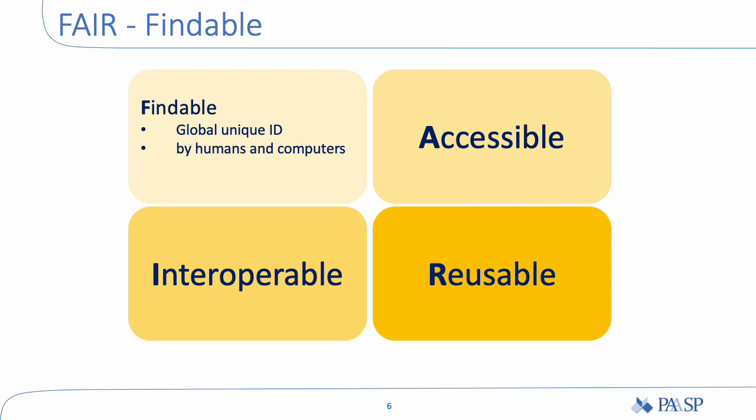Additionally, findable also means that data should be findable by humans and computers. And this is important if you think of text mining or carrying out automatic analysis for systematic reviews, as described in one of the previous presentations.